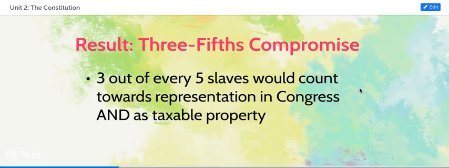All right, the result here is the 3/5 compromise, probably one of the shadiest deals in all of American history, okay? 3 out of every 5 slaves count both towards numbers and representation in Congress and as taxable property. All right, so this is a win-win for both sides here, certainly not a win-win for the slaves, okay? All right, so that is the 3/5 compromise. All right, and this has been part 1.